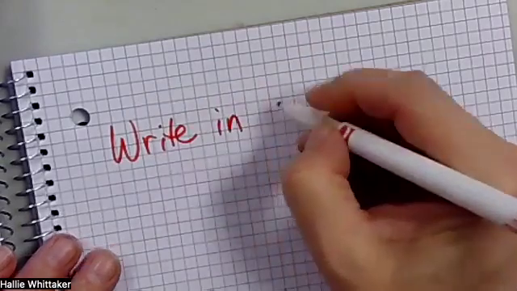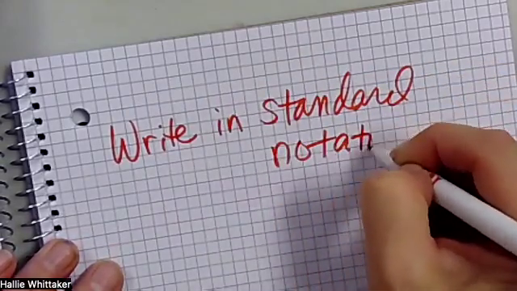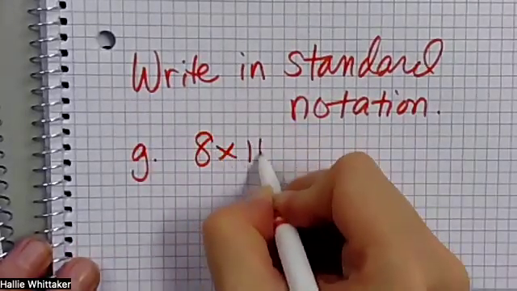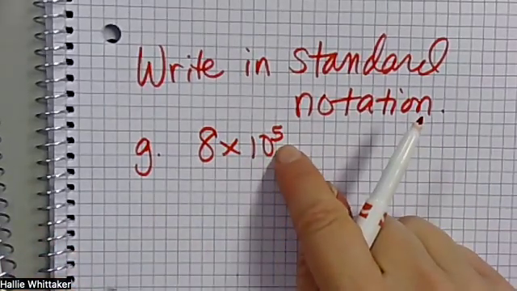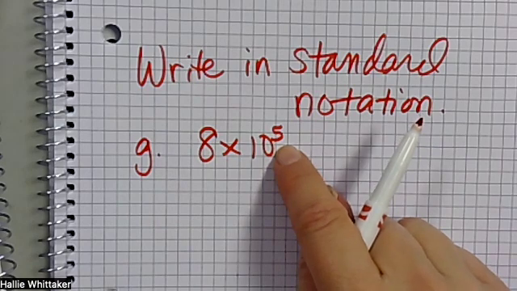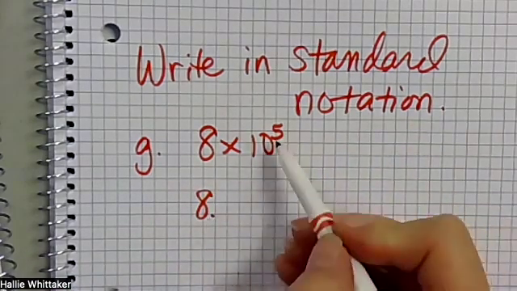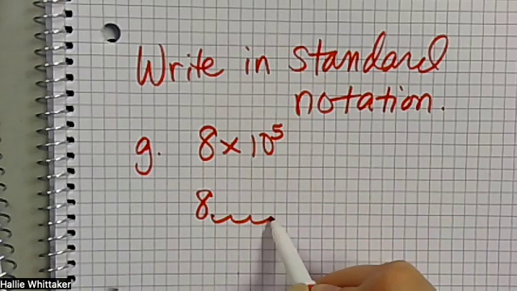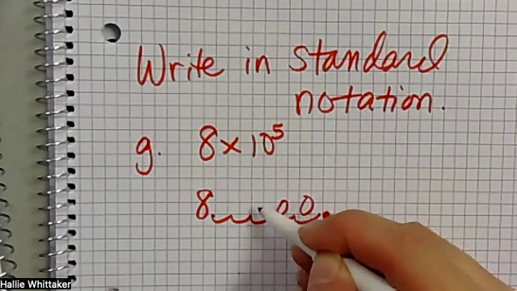Now you're going to have some that say write in standard notation. Y'all, that's how we normally write a number, okay? So if you have something like 8 times 10 to the 5th, since this is a positive exponent, is this a small number or a big number? Big number. When it's positive, it's a big number. So get your 8. Your decimal's understood to be there. And since it's 5, you're going to go 5 to the right to make it a big number. So 1, 2, 3, 4, 5. Land your decimal and then fill in all those zeros.